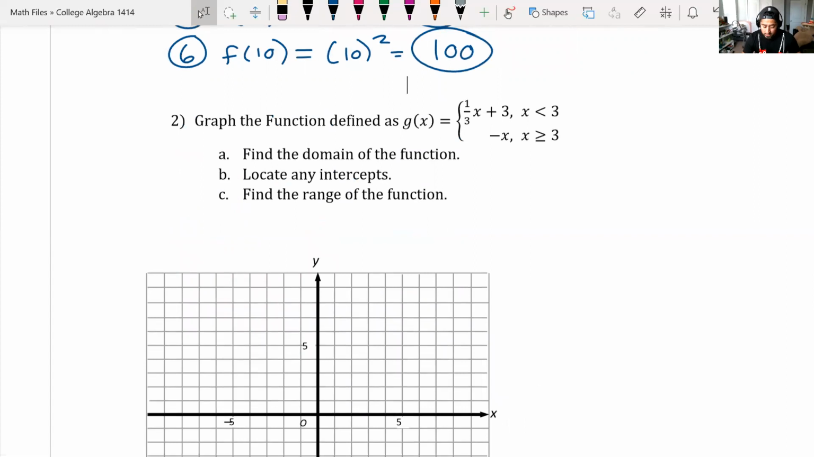So here we're given g of x equals 1/3 x plus 3, and we can only use this function if x values are less than 3. And then we're given g of x equals -x if we are given x values greater than or equal to 3. So the first thing we want to do is graph. So just like we did in the beginning, I'm going to make an xy chart.